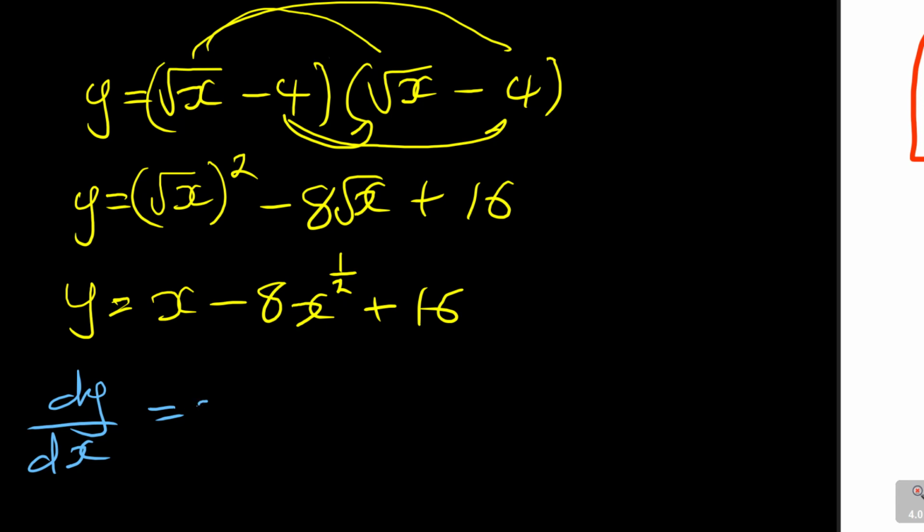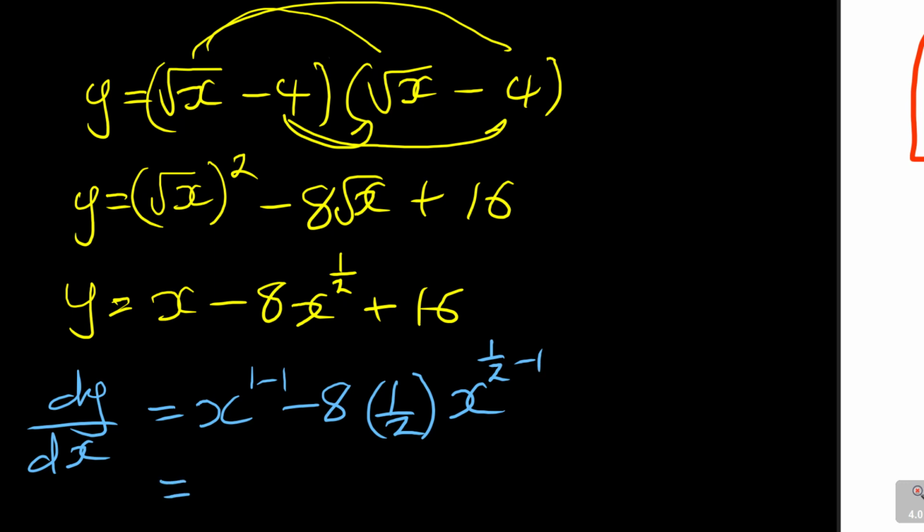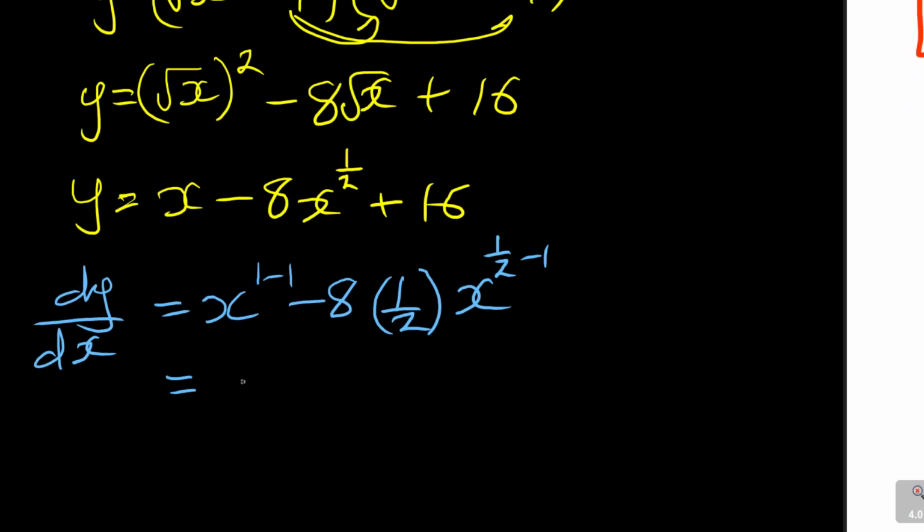Then minus, we've got 8 multiplying by the half. And that will be x to the power of a half minus 1. Then that's just plus essentially 0. Then we've got 1 minus 1, it's going to be x to the power of 0, so that's just going to be 1. That becomes 1 minus 8 times a half, which is 4. A half minus 1, half minus that, is a half there, 1 over 2.